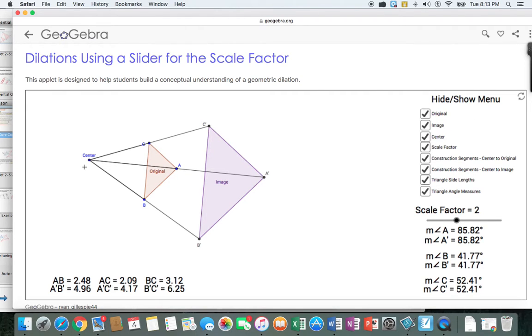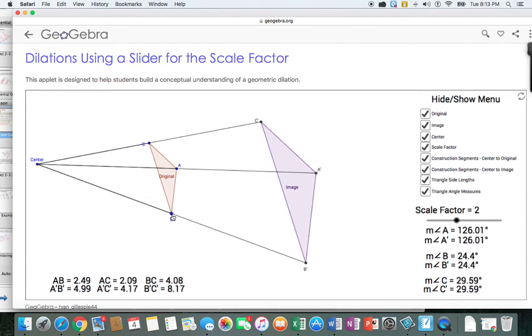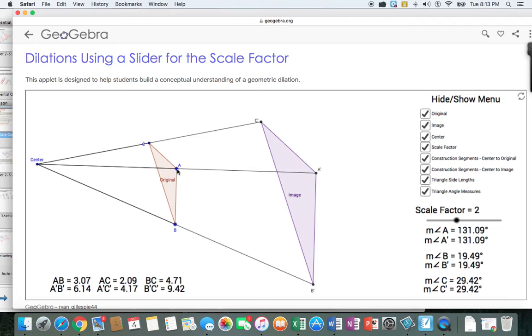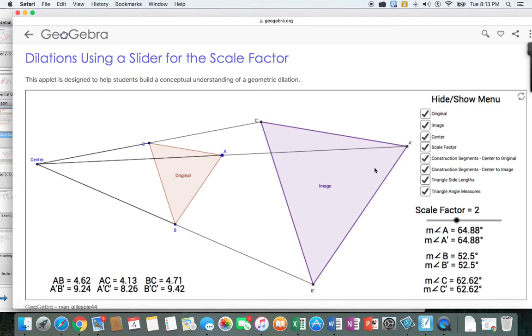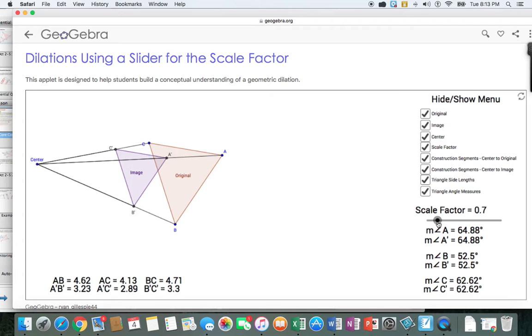Let me change this a bit here. Now what I'd like to do is change the scale factor to 1/2. Now watch as the triangle is being brought in through these lines here, and I'm going to go to 0.5. Not quite there. All right, so now the new distance from the center to the image is going to be half as much as from the center to the pre-image.